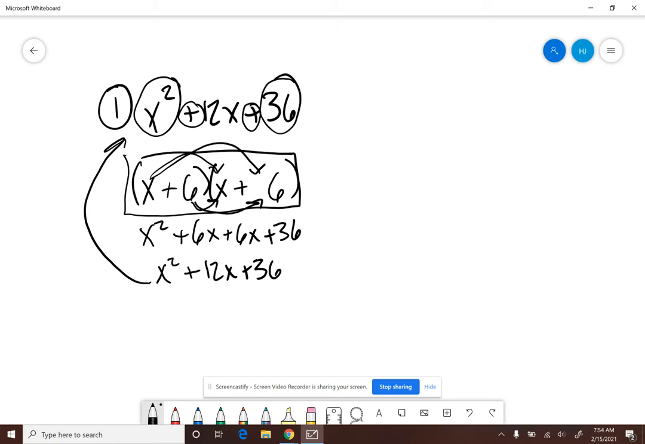Now I can make that even a little bit simpler because look, these are exactly the same binomials. So I could also write this as x plus 6 squared, okay? So this would be the factored form of that particular problem.